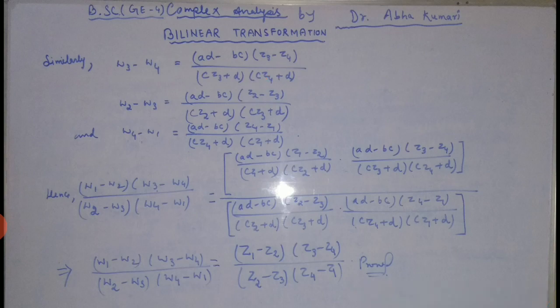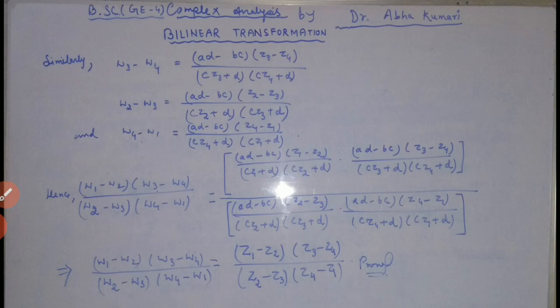Similarly, for W2 minus W3, we have AD minus BC common, then (Z2 minus Z3) divided by (CZ2 plus D)(CZ3 plus D), and at last W4 minus W1 equals (AD minus BC)(Z4 minus Z1) divided by (CZ4 plus D)(CZ1 plus D). Okay, so now we are getting all the 4 values here.